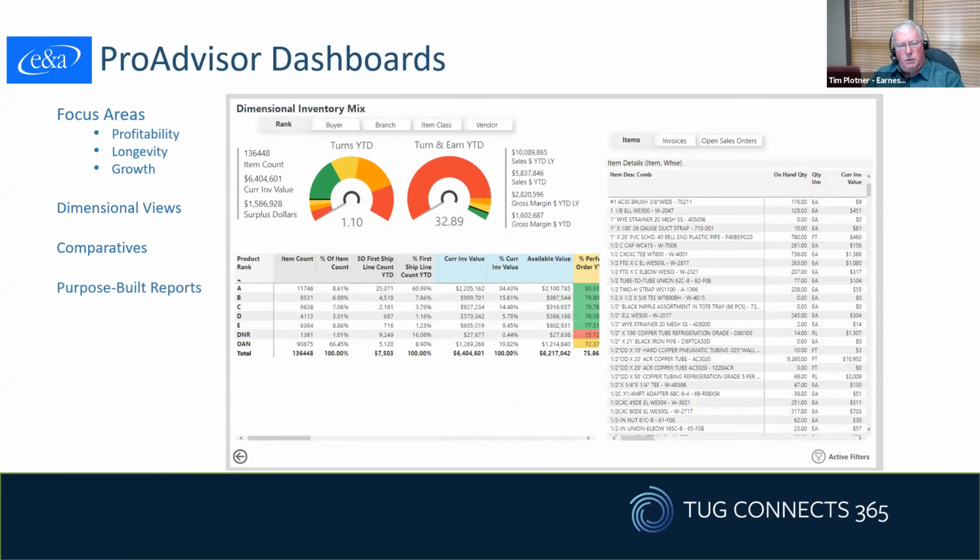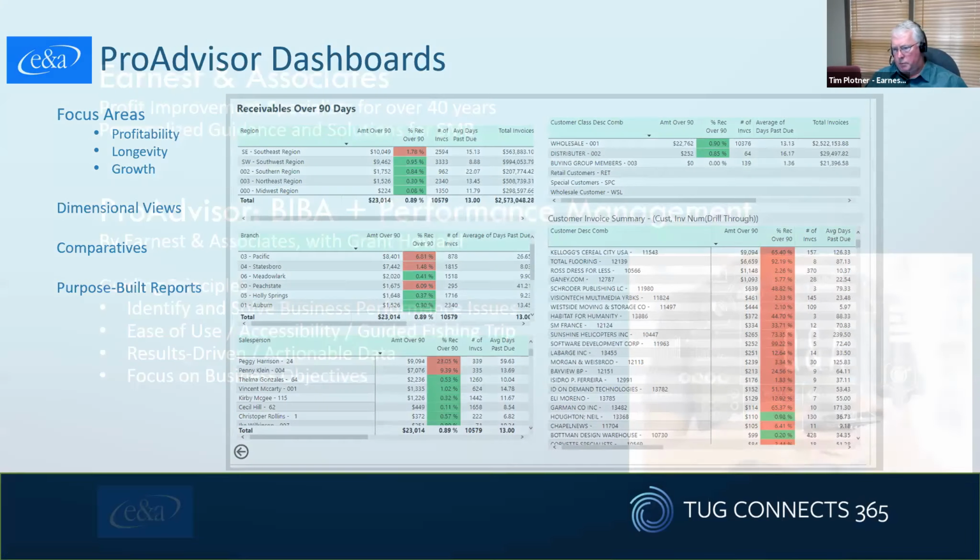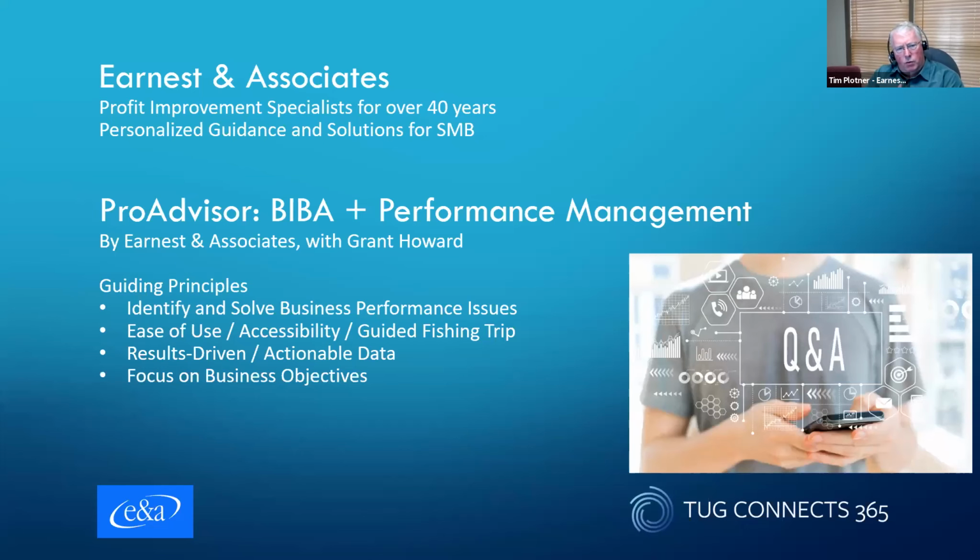Dimensional inventory mix is one of some special purpose built reports like that, as well as receivables over 90 that help you dig into why your receivables are growing, and what we can do to improve that, or areas of our business that are particular problems. So that's a pretty high overview of both Earnest Associates and ProAdvisor, which we call Business Intelligence Plus Performance Management. Very excited to share with you any more information on it. And I'd like to see if we have any questions.